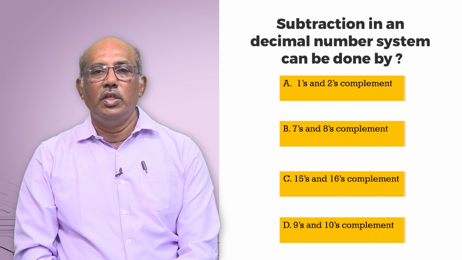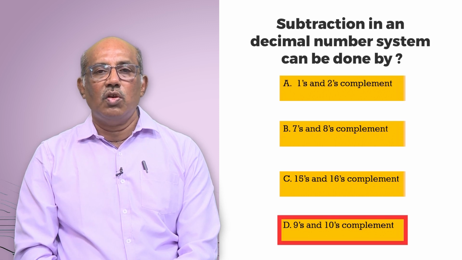Therefore, we have got the 10's complement and the r minus 1 complement, that is 10 minus 1, the 9's complement. Therefore, in a decimal number system, the subtraction is done by the 9's complement and the 10's complement, and therefore, the answer is the last option, that is D. Now, moving on to the next question.